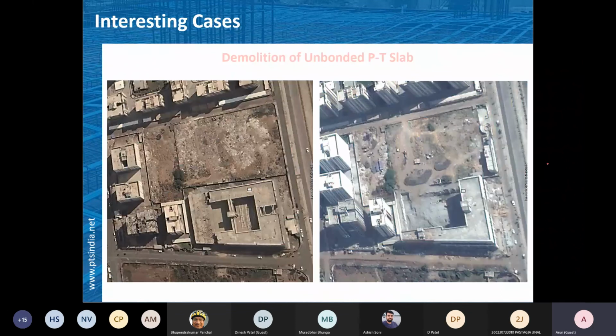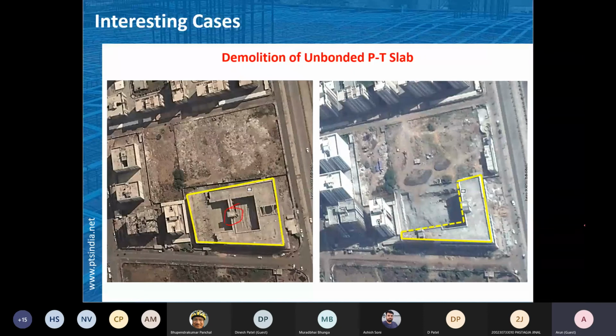Now I'll show you the photographs of the same. This is a Google photograph. You can see this is a project in Surat. Now it is being cut. There is a bridge here, and I'll show you the photograph of the bridge also.